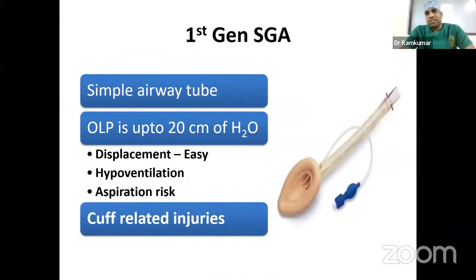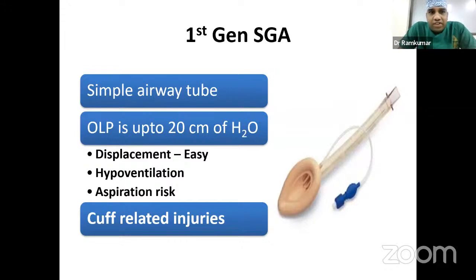So let's see what the first generation devices are, and why they are slowly going out of practice. It is considered a simple airway tube, just an airway tube which has an airway connector, a 50 mm connector at the top, and a mask, which is silicone or PVC, in a disposable type with an epiglottic aperture bar. This epiglottic aperture bar is there to prevent the epiglottis from obstructing the ventilation. So this device has a poor or low oropharyngeal leak pressure.